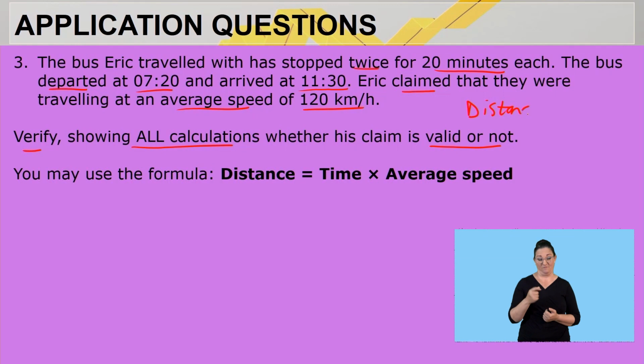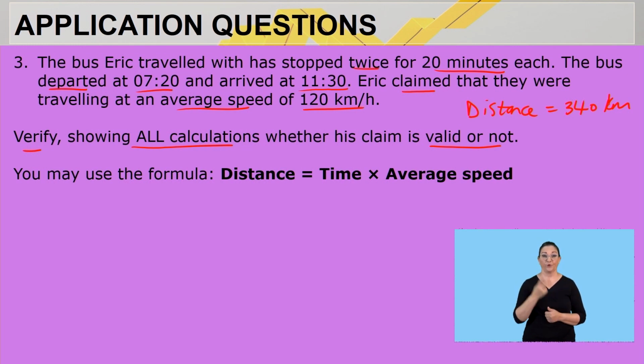Okay, but now I need to find my time. What else do I know? Remember the previous question. We calculated that the distance between the two places equals 340 kilometers. So I'll note that down somewhere here, just to make a note. The distance between these two places equals 340 kilometers, right?